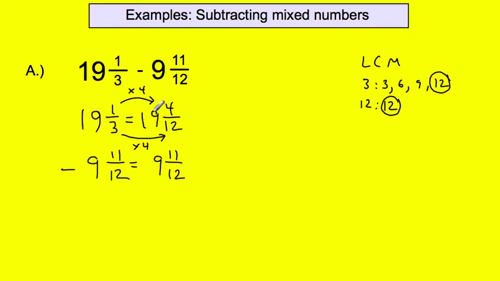So this 19 must be regrouped. It gets regrouped into 18 and 12 twelfths. So we regroup 19 into 18 and 12 twelfths. That equals 19. And then we combine that with the 4 twelfths that we already had. So altogether, how many twelfths do we have now? Well, we have 18, that's our whole number, and 16 twelfths.